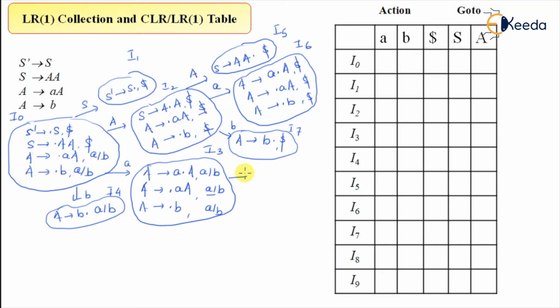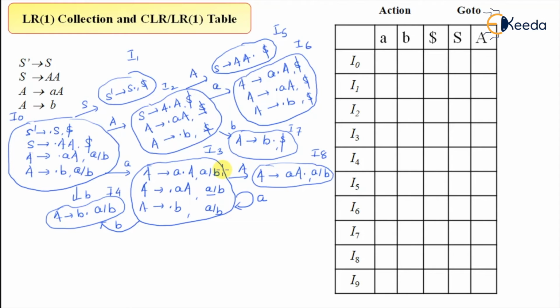On input capital A, this will become A derives a A dot followed by a or b. That is your I8 state. Now this will become A derives a dot A followed by a or b, which is already the first production, so I can say that it is going to loop on a. Here on input B, it will be A derives B dot and it will be a or b. So that is on input B, it will look like this.